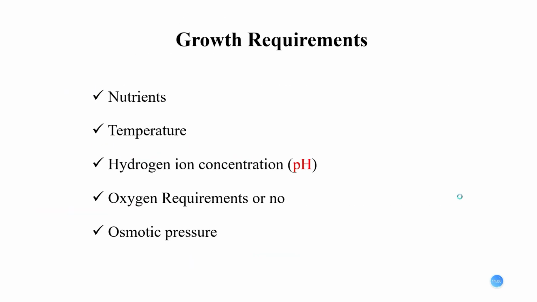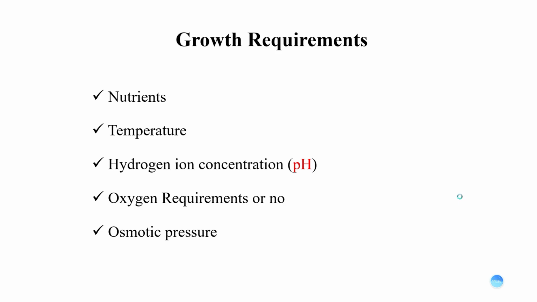Okay, next we want to know the growth requirements for bacterial growth. So that's important information about physiology. If you want to culture bacteria in the lab, what type of condition do you need to provide so that the bacteria can grow? The first one is, of course, nutrients. They need the materials to build their cells. You should provide the essential nutrients for their growth.